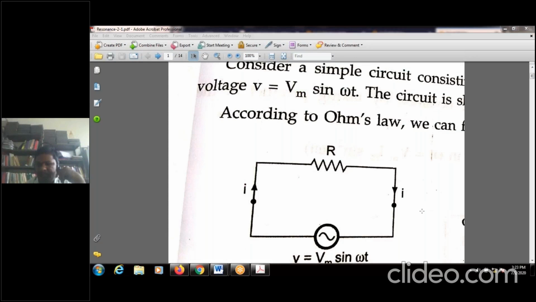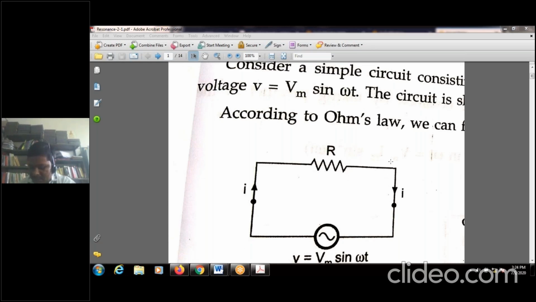Good afternoon, all. Today we are going to discuss a new unit. In this new unit, there are mainly two sub-units. One is resonance and another one is coupled circuits. Today we are going to discuss resonance.